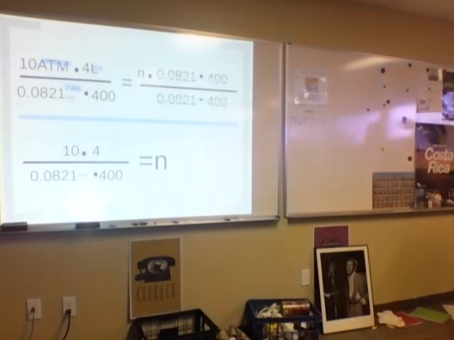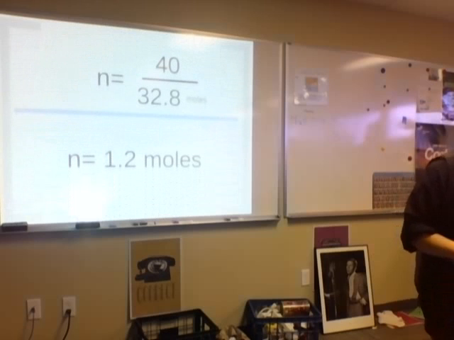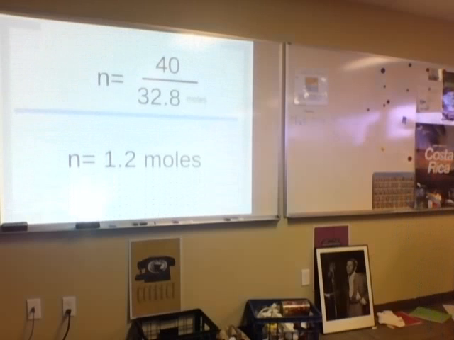So we're left with 10 times 4 over 0.0821 times 400 moles. And because we're solving for the moles, we have the right measurement we want. We multiply the top and the bottom. We have 40 over 32.8 moles. And the top divided by the bottom is, our number of moles is 1.2.